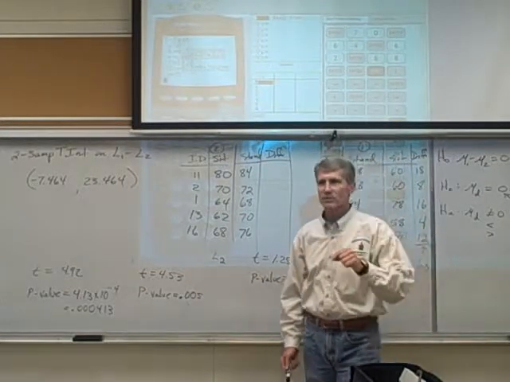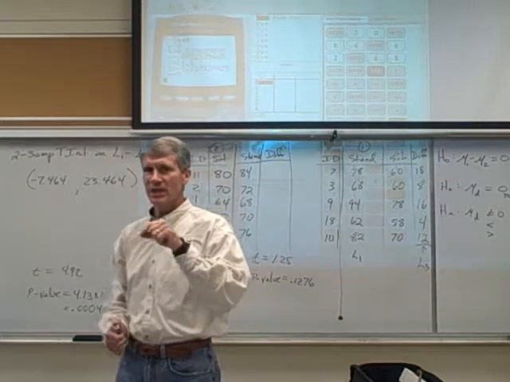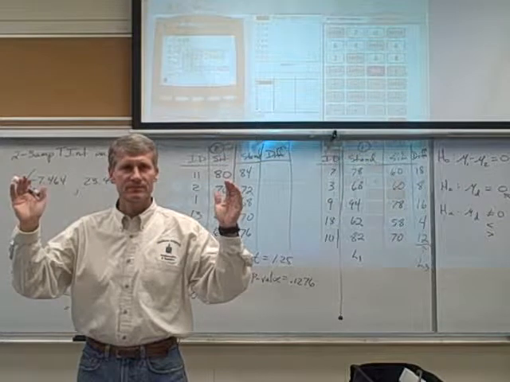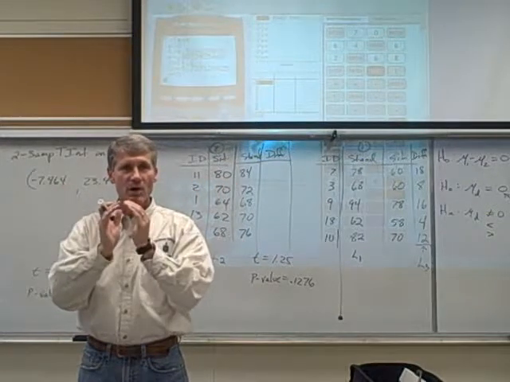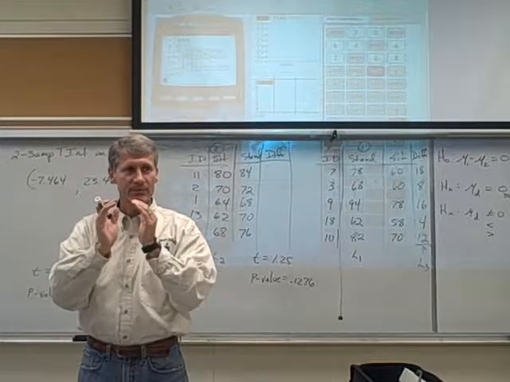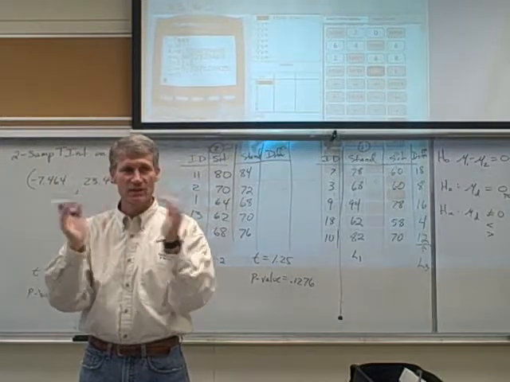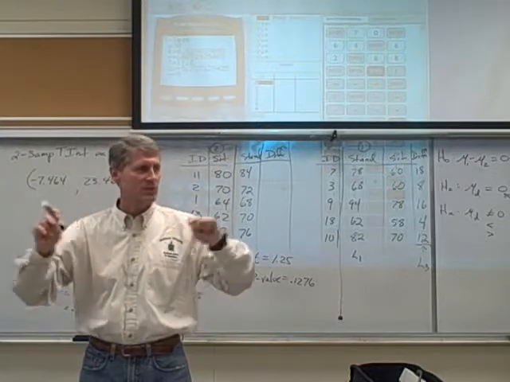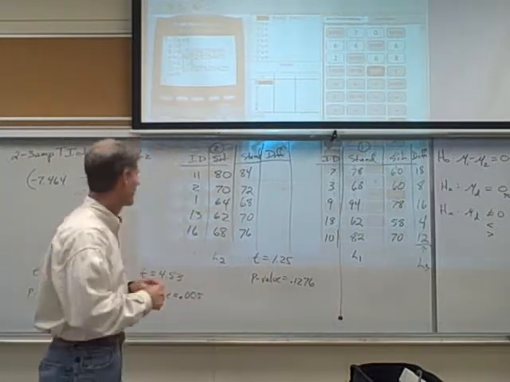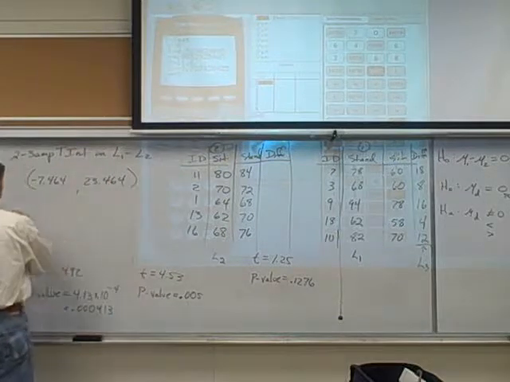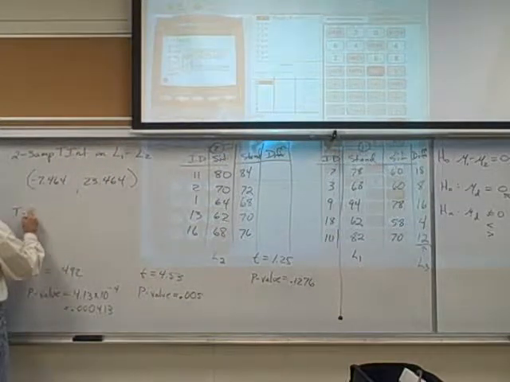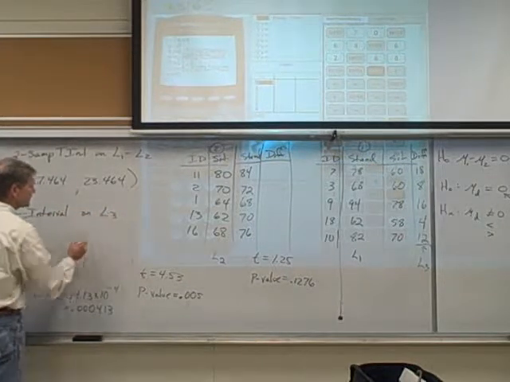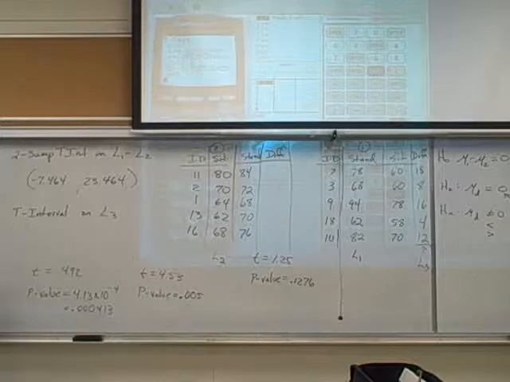Now what's going to happen when we do the difference using L3? What about the width of the confidence interval? It's going to get smaller, right? Because you have much less variation. Now you've come down to only variation within a person, not variation between people. So do the T interval on L3.